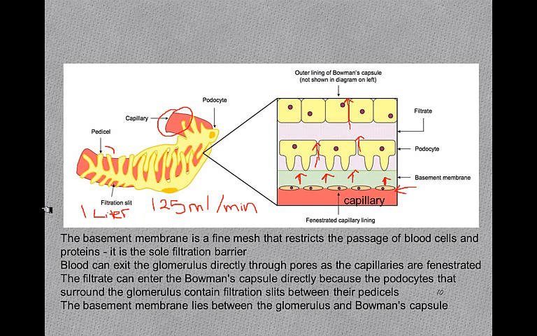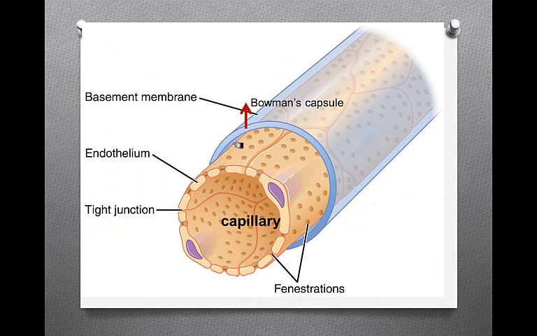Alright, so let's move on to the next slide. This is just another view. Here are the capillaries, and we have the endothelial cells here, the endothelium, and these little fenestrations, basically just holes, that allow electrolytes and water to come through the basement membrane and then to the Bowman's capsule.